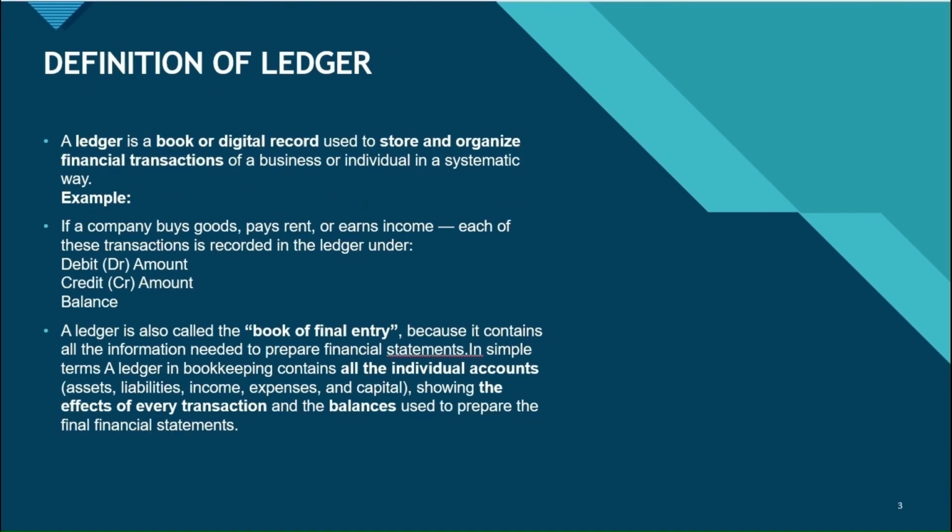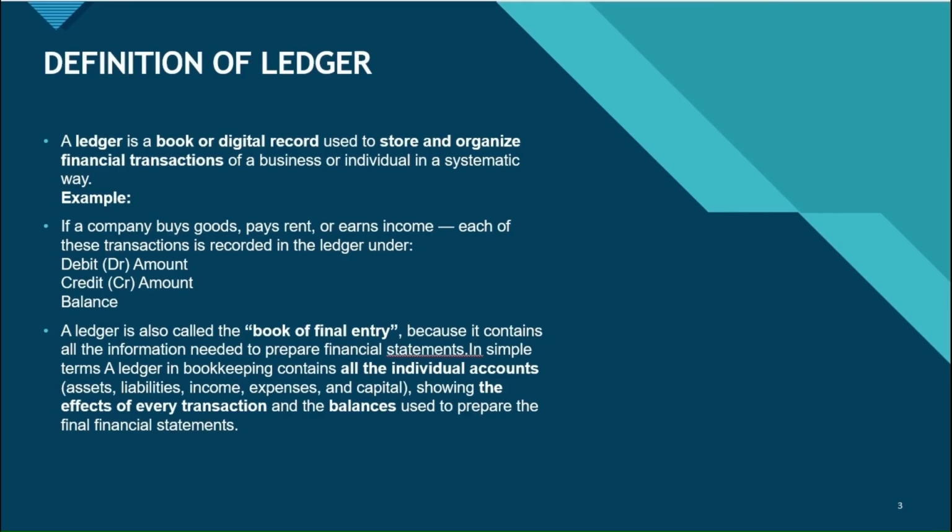Understanding the core concepts of a ledger. 1. The core purpose, systematic recording. A ledger is a book or digital record used to store and organize financial transactions of a business or individual in a systematic way. Deeper meaning, the term systematic is crucial. It means the ledger isn't just a random list of notes. It organizes transactions by account type, e.g., cash, rent expense, accounts payable.